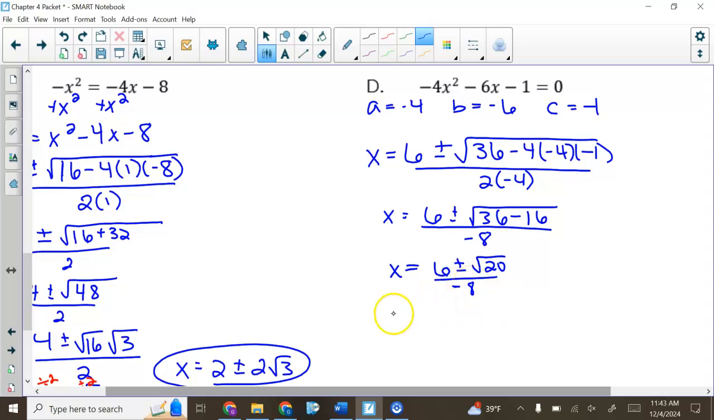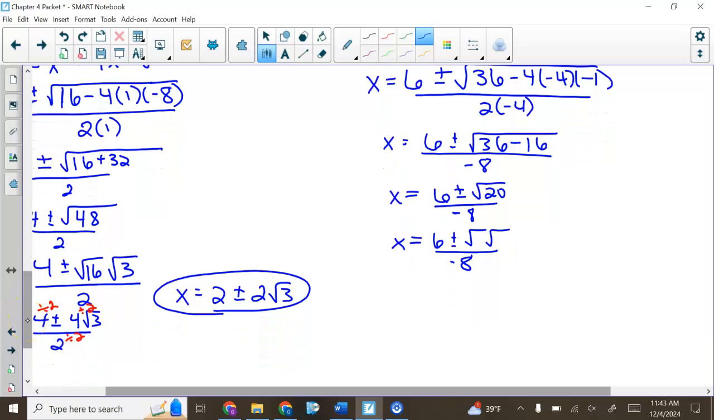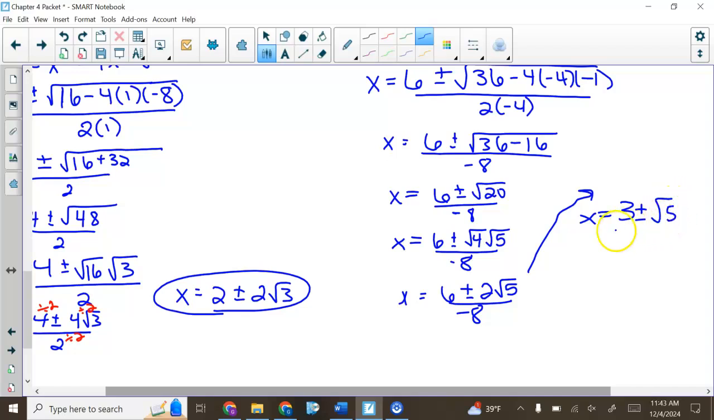So now we can break apart that square root of 20. 6 plus or minus, think of which perfect square goes into 20. So we're thinking, does 4 go into 20 or 9, 16? 4 is the only one that will go into 20. So 4 times 5 got us to 20. So we can go x equals 6 plus or minus 2 times the square root of 5 all over negative 8. Now you could take a 2 out of everything and get x equals 3 plus or minus square root of 5 all over negative 4. That's one way to write it.